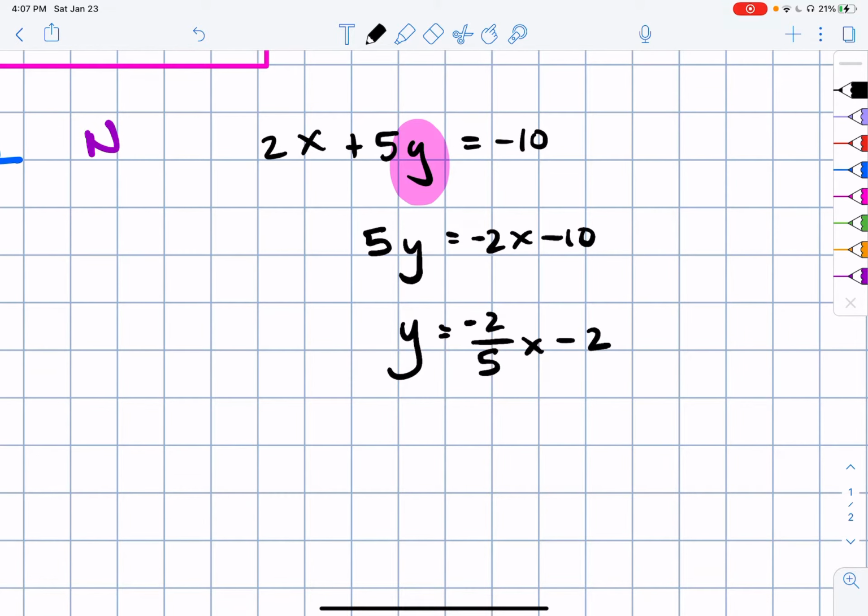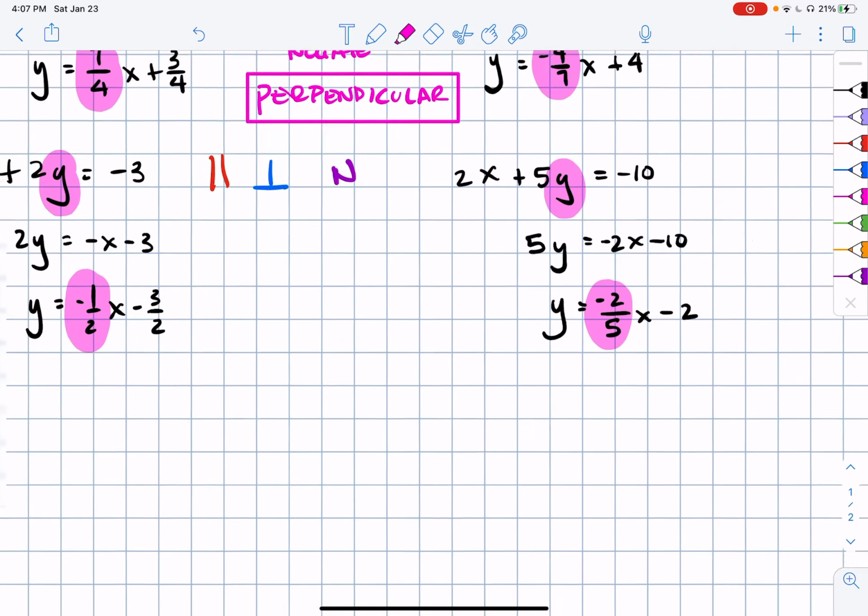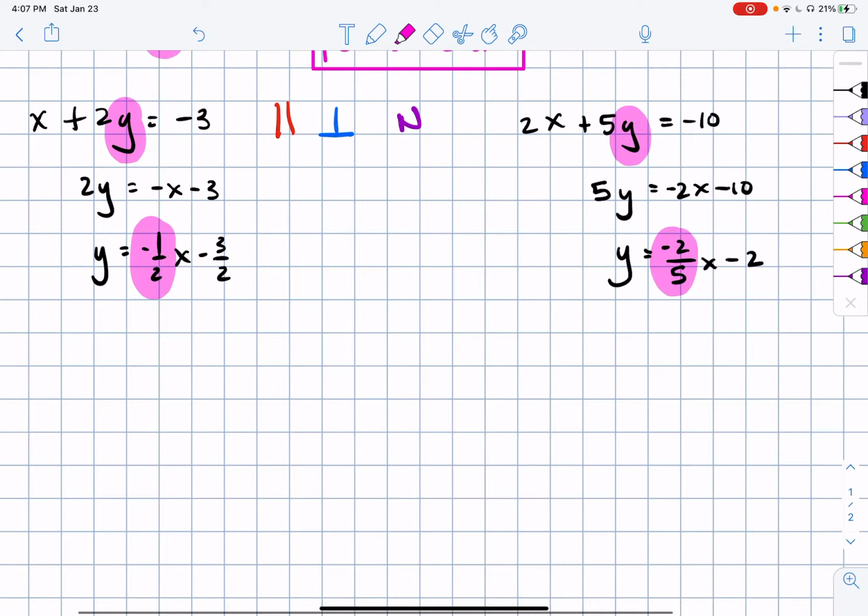There we go. So there's my slope there. So let me compare the two slopes. It's not the same for sure, right? And if I flip and negate it, it doesn't get to the other one because they're both negative slopes. So that's no good. So this is going to be neither.